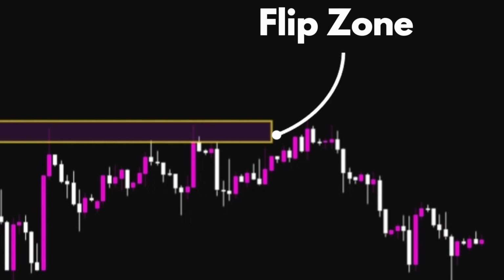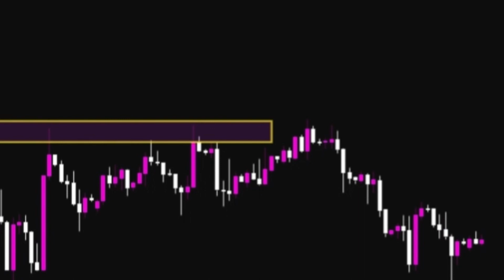The flip zones mostly occur during the end of a bullish or a bearish trend in the market. And sometimes, it occurs when the market makes a pause in the trend for a few minutes or hours, and then it again continues its existing trend in the market. Let us see an example of it.